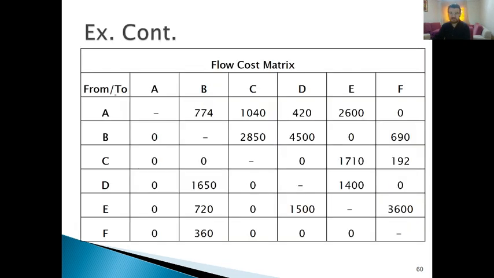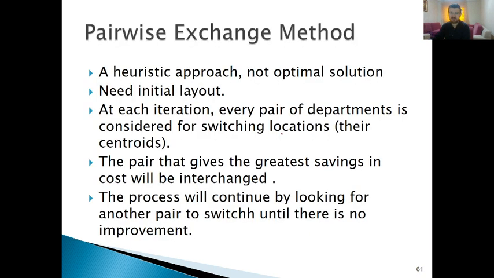So after we multiply those numbers, we get these numbers. Okay. This is called the flow cost matrix. And when you add all these numbers up, you can get the cost of a given layout.